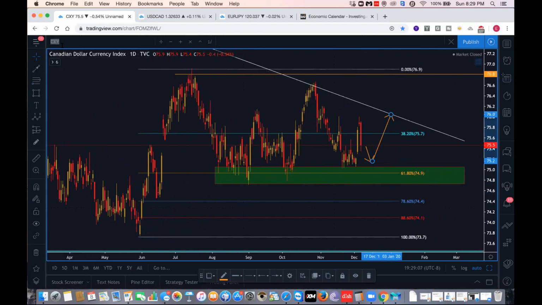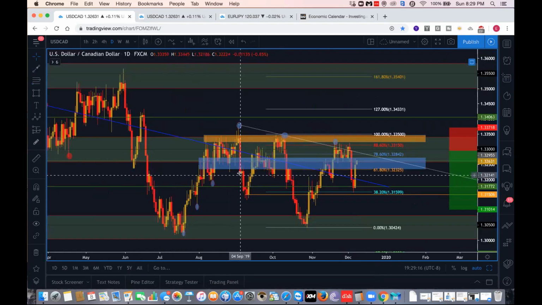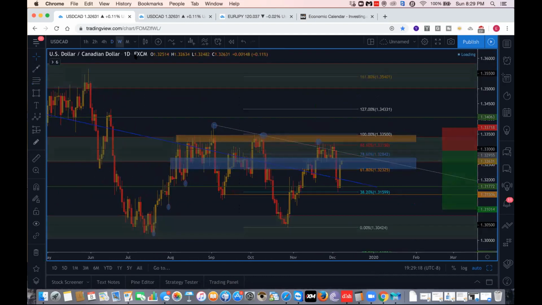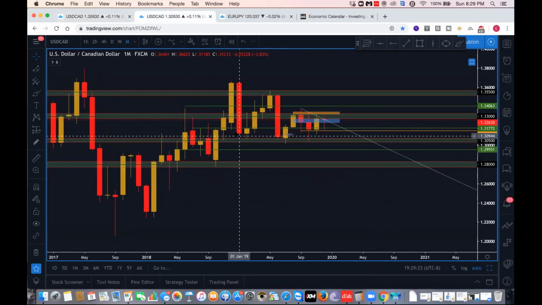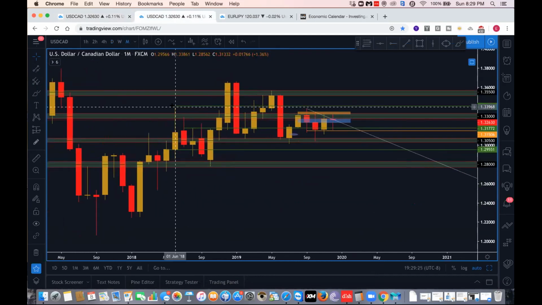Now let's go into some actual currency pairs. So since I just touched on the Canadian index, let me start off with USD CAD. So USD CAD, let's start off on the weekly. Oh, let me do it on this chart. Okay, so now let me start off on the monthly.